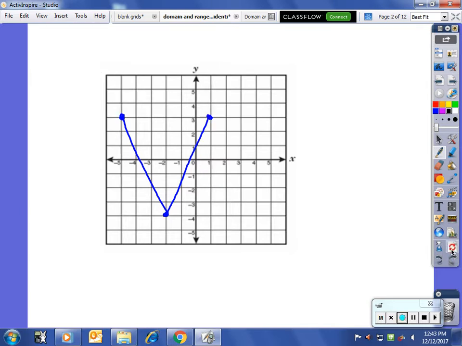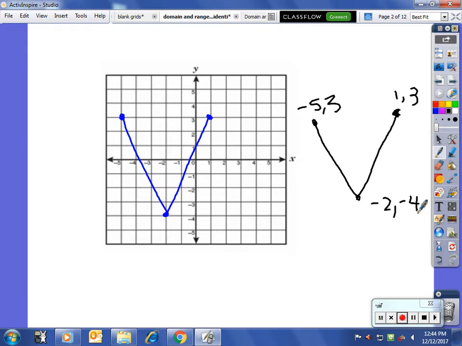Now, if you want to put this in your notes, I know it's hard, you can't really draw a grid, but let's just draw the significant points. This point right here is at -5, +3. This point here is at 1, 3. And the vertex at the bottom is at -2, -4. Those are the important points.